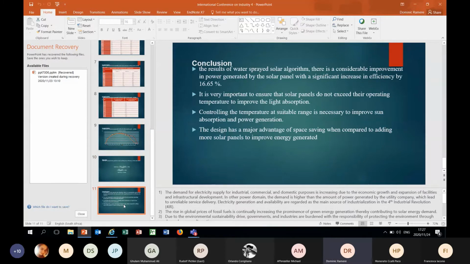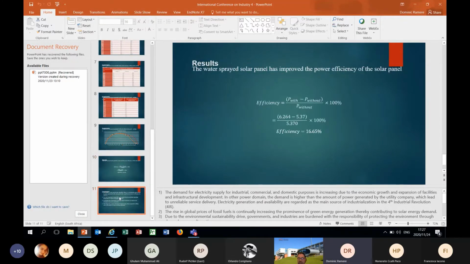So in conclusion, the results of the water spray solar system show considerable improvement in the power generation by the solar panel, with a significant increase in energy efficiency of 16.65%. So it is very important to harness this method, because we have proved that it is working and is efficient. Thank you very much. I'm done with my presentation.